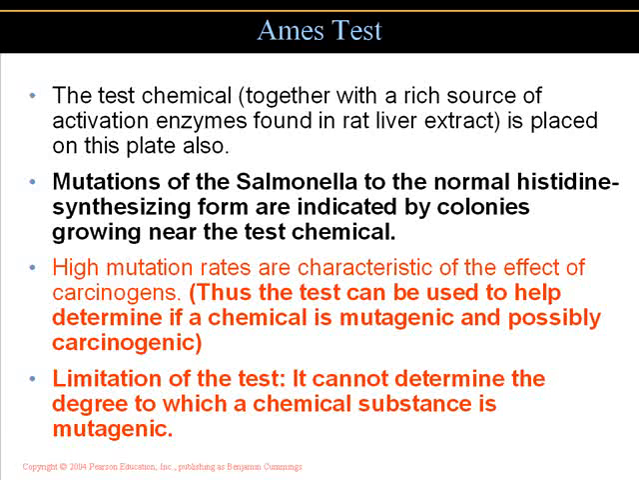In the Ames test, the test chemical is placed on the plate. A mutation of Salmonella to the normal histidine synthesizing form, remember before we talked about lactose, but now we're talking about histidine synthesizing forms, is indicated by colonies growing near the test chemical. High mutation rates are based on the effects of carcinogens, and so this test can be used to help determine if the chemical is mutagenic or possibly carcinogenic. Okay, need to understand that. That's the principal purpose behind doing the Ames test.